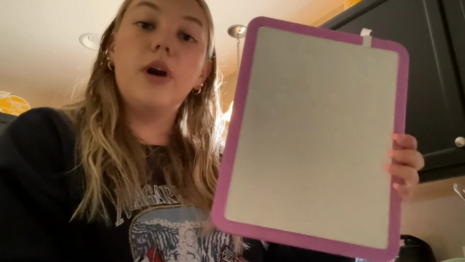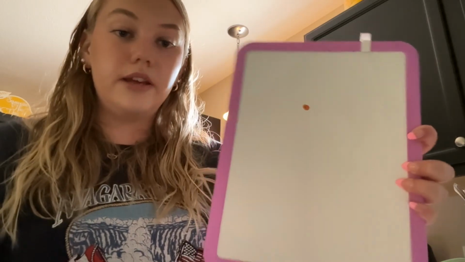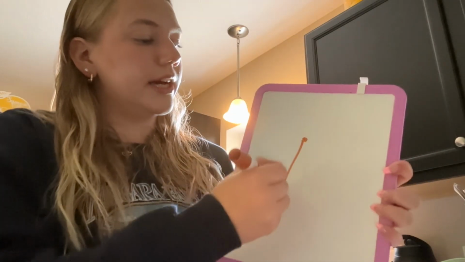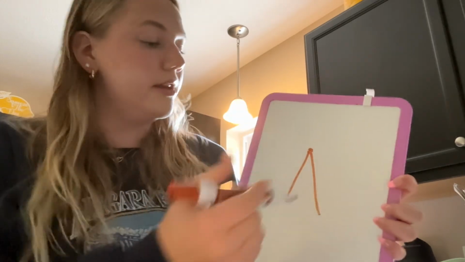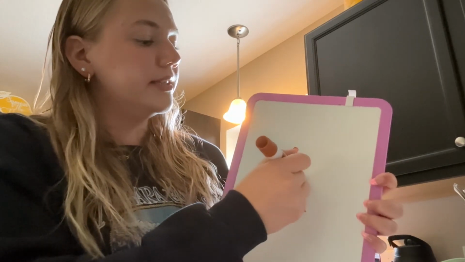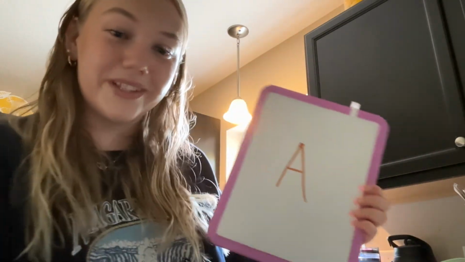All right, one more practice A. Let's make our dot. Lovely. Let's make our diagonal lines going both directions out of our dot, and our nice line right in the middle. That's the best uppercase A I've made this whole time.